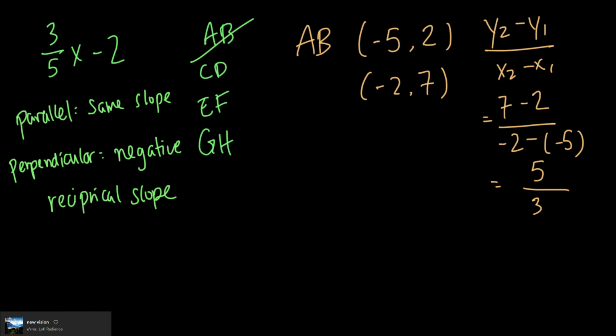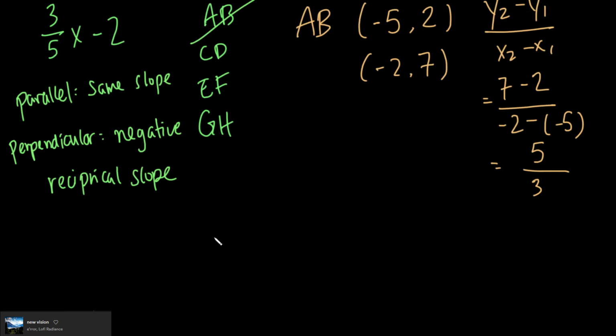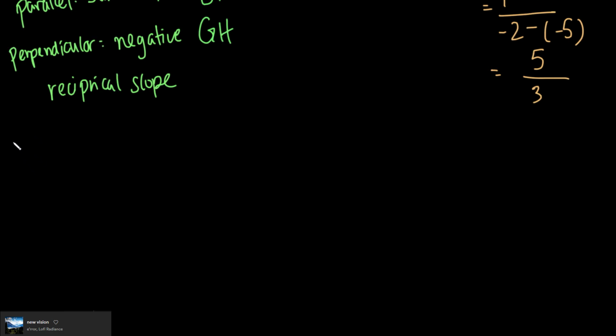So now let's look at option B. Option B, I'm going to do in blue. Option B here is now looking at the line segment EF. So EF, I have points, let's see, -7 and -2. I have another point at -2 and -5.